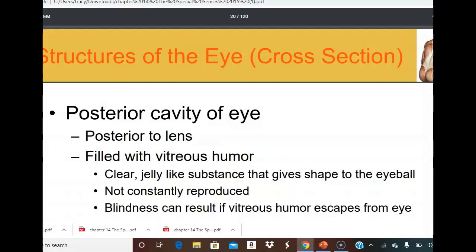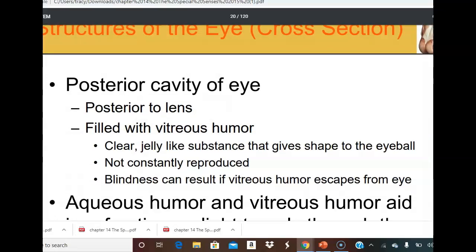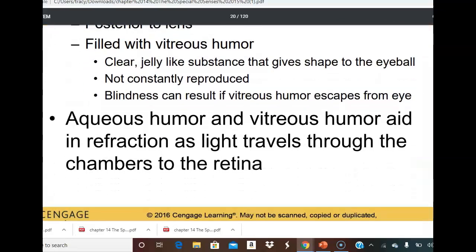The posterior cavity itself is posterior to the lens, and that posterior cavity is the larger one, the globular, globe-like one that actually has a gel-like substance. Okay, it is not constantly reproduced, and blindness can result if that vitreous humor starts to escape from the eye, or if blood vessels actually leak into the vitreous humor or something disrupts that. Okay.